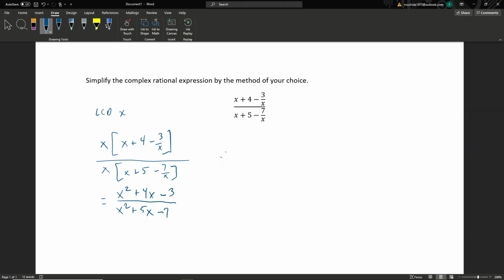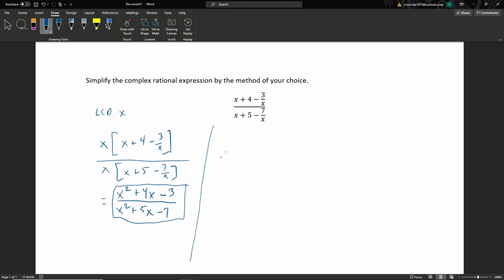So it doesn't factor. Now, if it did factor, then we'd see, okay, does anything cancel in common in the numerator and denominator? But since, like I said, it doesn't factor, that is our final answer. It cannot be simplified anymore. So that would be one way you could do this.